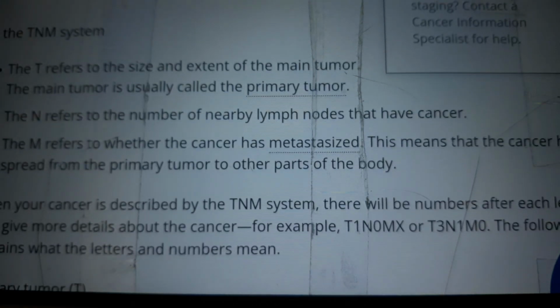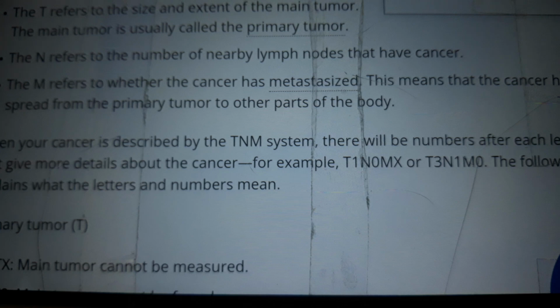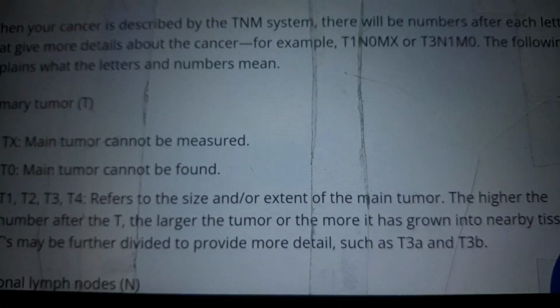In the TNM system, the T refers to the size and extent of the main tumor. This is a very important aspect of cancer staging, right? So note these points down. The main tumor is usually called the primary tumor. The N refers to the number of nearby lymph nodes that have cancer. The M refers to whether the cancer has metastasized, which means that the cancer has spread from the primary tumor to other parts of the body.